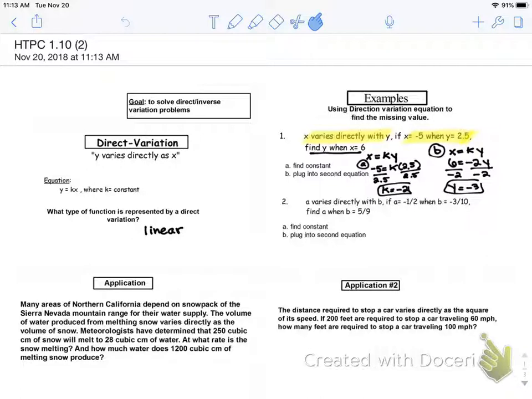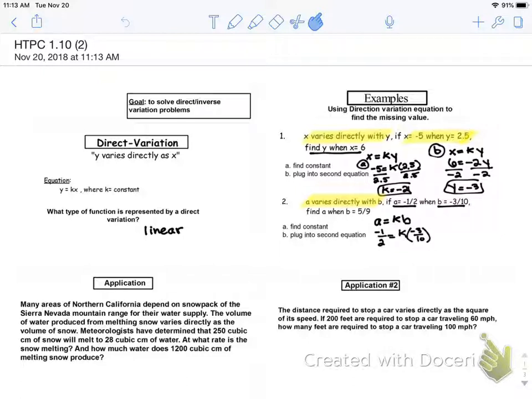So on this next example, it says A varies directly with B. Okay, so if I'm looking at that, that would mean that A equals some sort of constant times B. Step 1, we want to find the constant. Well, if A is -1/2 when B is -3/10, we can use that information to figure out what the constant of proportionality would be. So let's plug this in. So -1/2 equals k times -3/10.